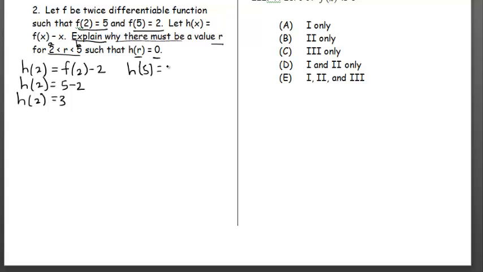So h of 5 is equal to f of 5 minus 5. I'm just plugging in 5 everywhere I see x. f of 5 is given, that's 2. 2 minus 5 is negative 3.